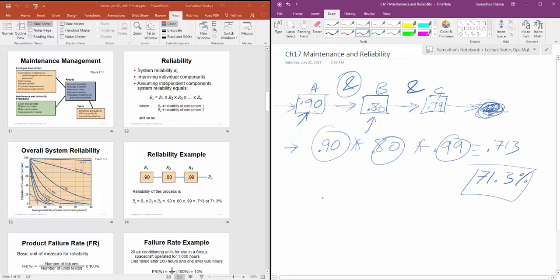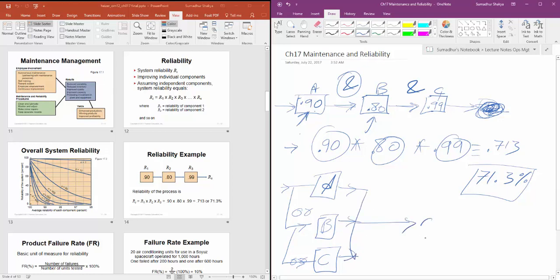The contrary would be redundancy, which means either component A has to work, or component B has to work, or C has to work. In those cases, if any of them works, you will have a resulting output. So if you were to go this way, and this way, you have a resulting output.